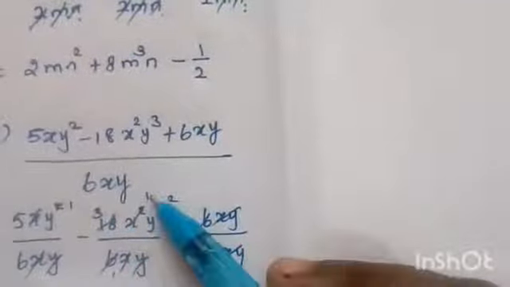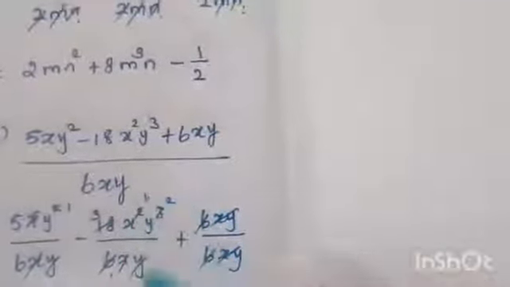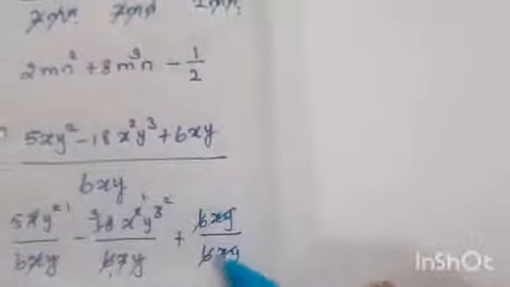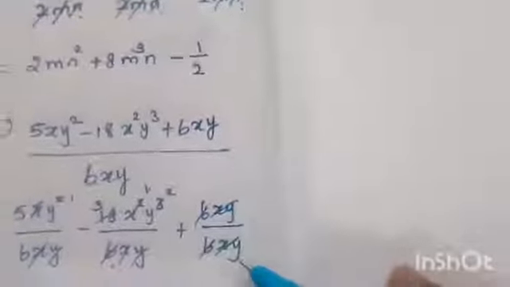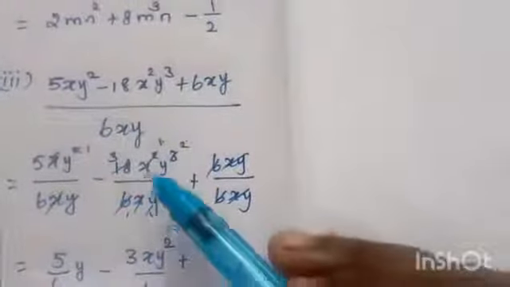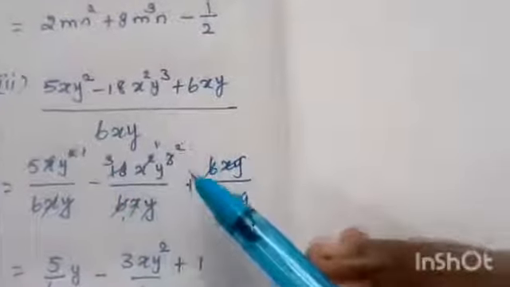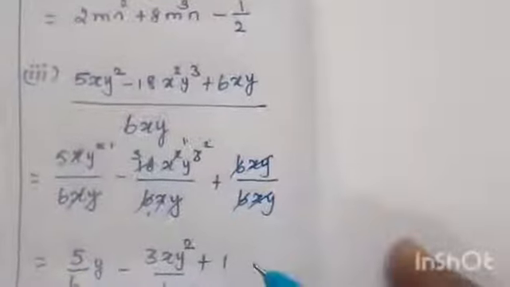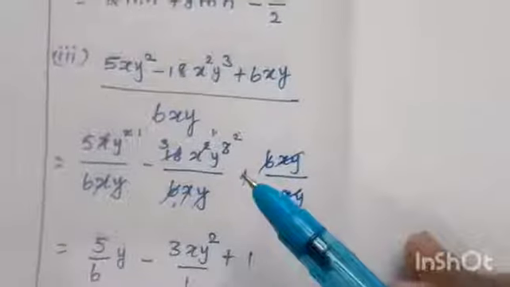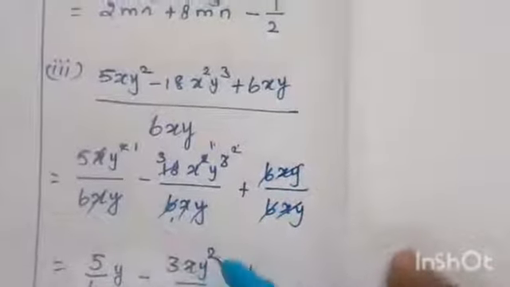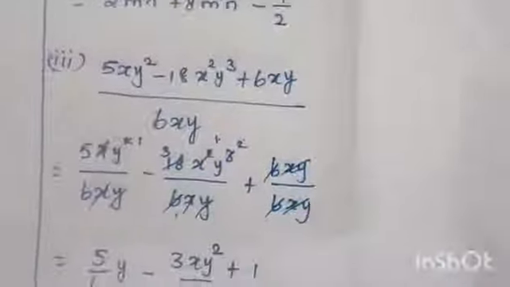x 1 time cancel, so here remaining 1. 1 time cancel, remaining 2. Plus 6 6 cancel, xy cancel. After cancelling, 5 by 6 into y minus 3xy square plus 1. So that is 5 by 6y minus 3xy square plus 1. This is the answer.